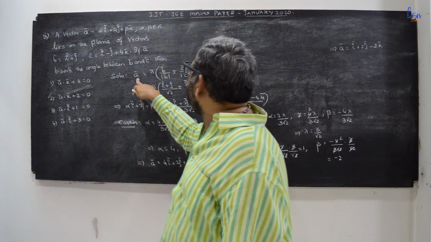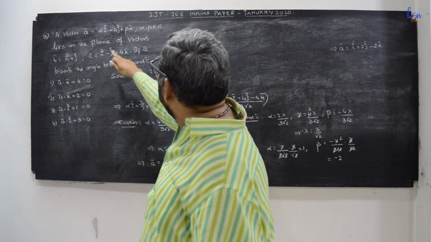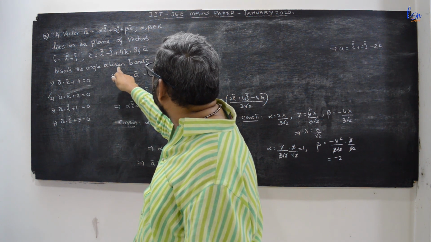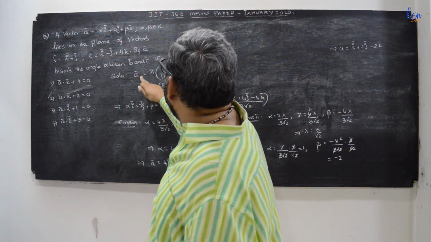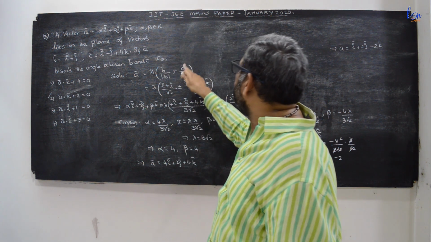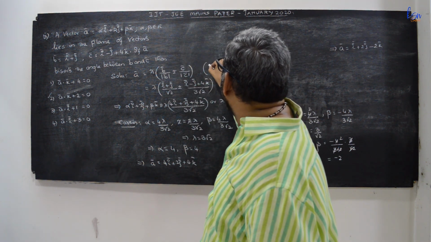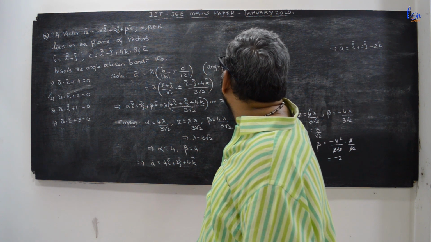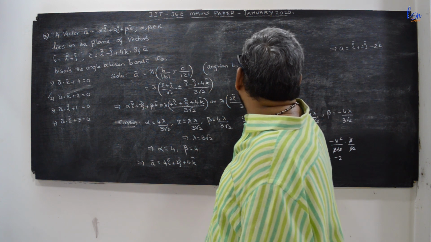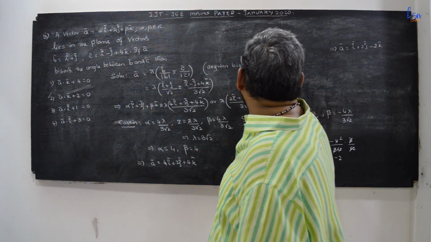So here the formula is considered: whenever B bar and C bar are two vectors and A bar is said to be the angle bisector of B bar and C bar, you can take A bar equal to lambda into (B bar by mod B bar plus or minus C bar by mod C bar). This is the angular bisector of B bar and C bar.